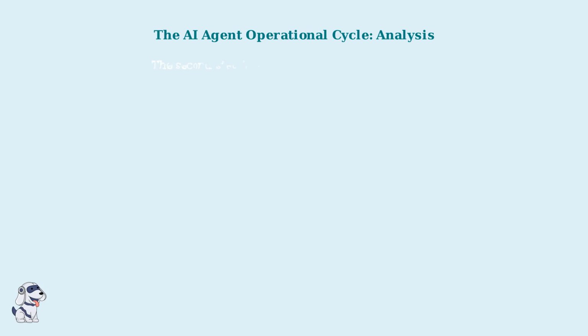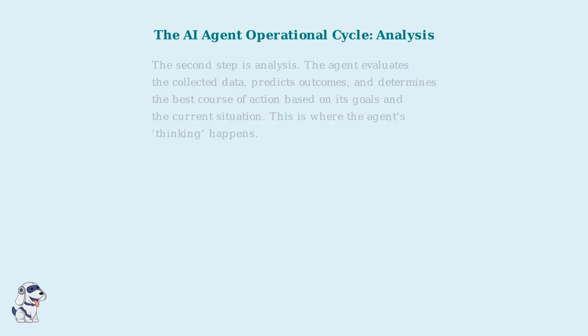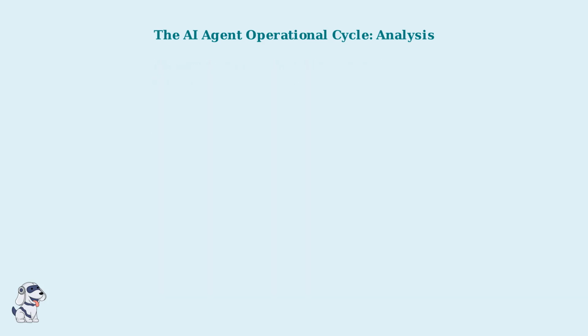In the analysis step of the AI agent operational cycle, the agent takes the data collected during perception and begins its thinking process. This involves evaluating the collected information, predicting what might happen next, and determining the optimal course of action to achieve its goals. The analysis breaks down into three key components.